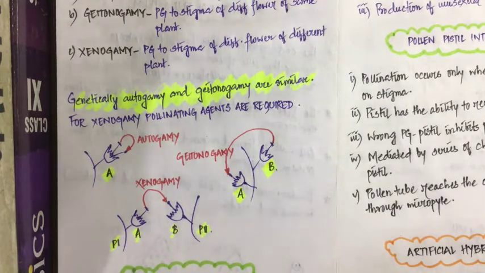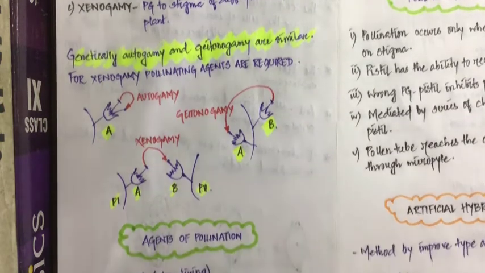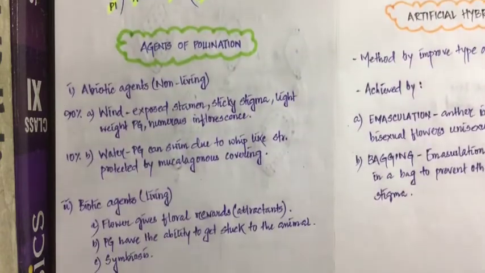And xenogamy is called cross-pollination. Why is it called cross-pollination? Because the pollen is getting transferred from one plant to another plant. Clear? Next topic of discussion is what? Next topic of discussion is agents of pollination.